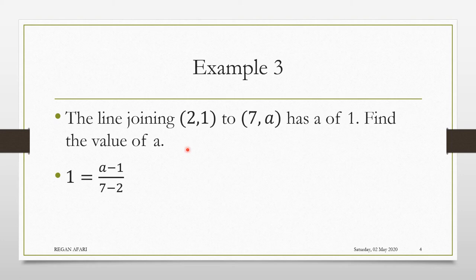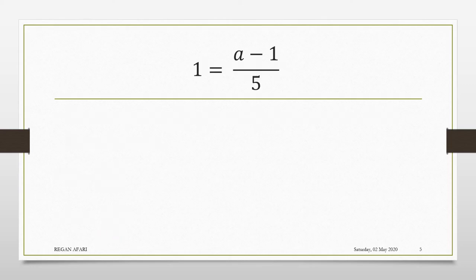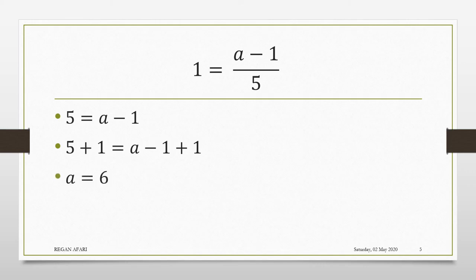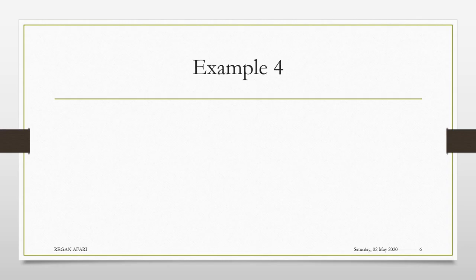Now we want to find the value of a, so all that we have to do is solve for a. So a minus 1, then we have 7 minus 2, that will give us 5. This is where the 5 is coming from. This is where we ended on the previous page. So let's continue. We cross multiply and then solve for a. It will give us 6.